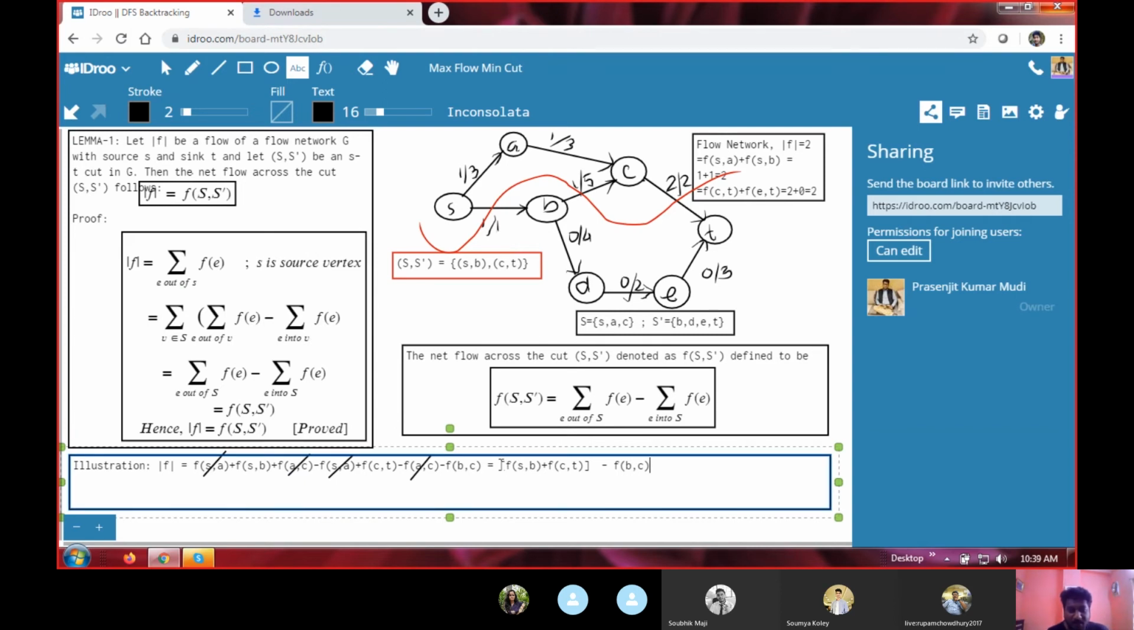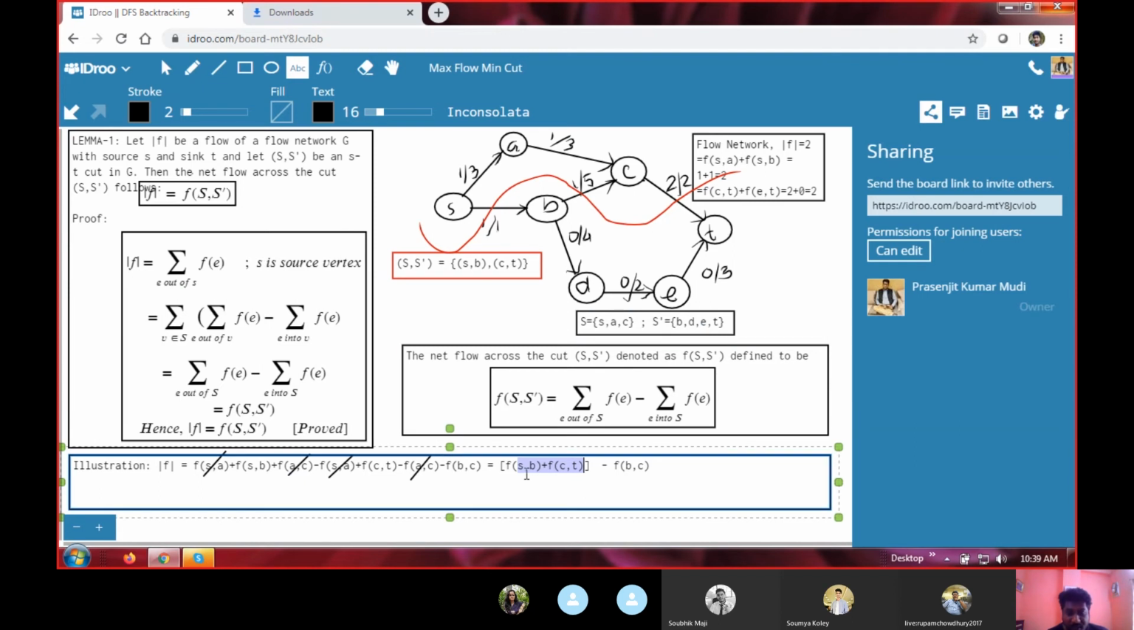Okay, so you just observe this is the summation over all the flows of edges of which the first vertex belongs to capital set S. See, so small s, small c belong to capital S, and the second vertices B, T belong to S prime. That means these are edges in the cut. See, SB and CT, SB and CT. So these are flows of edges belonging to the cut S comma S prime.